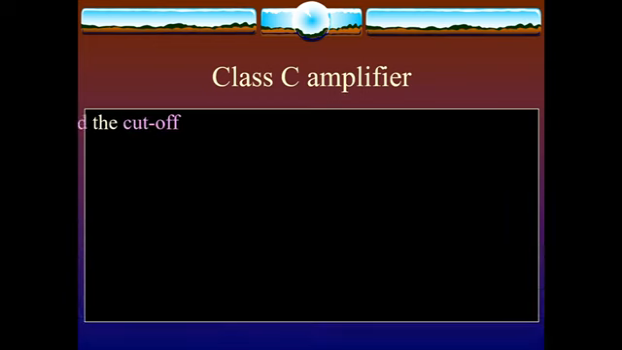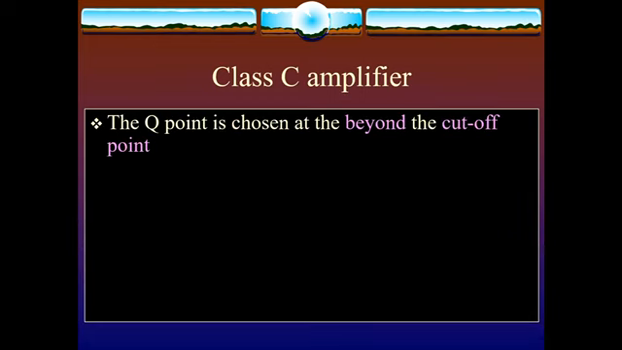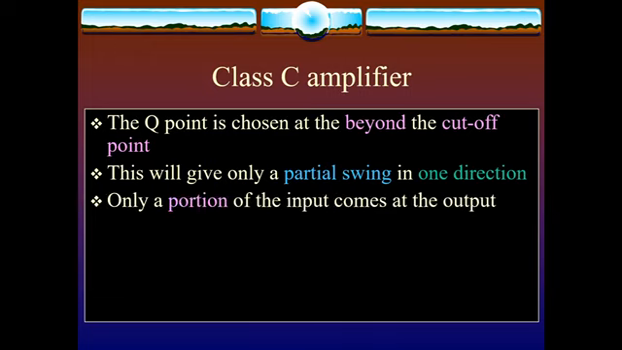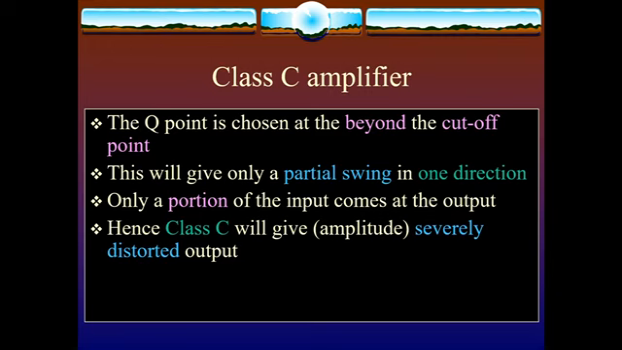In a class C amplifier, the Q point is chosen beyond the cutoff point. This gives a partial swing in one direction, not a full swing. Only a portion of the input comes at the output. Hence, class C gives a severely amplitude distorted output. It can handle very large signals. So this is about the class C amplifier.